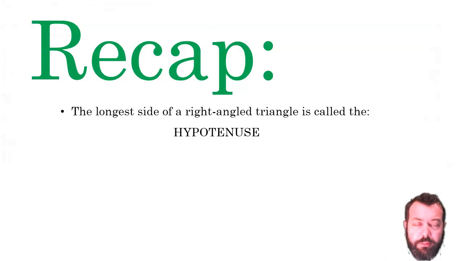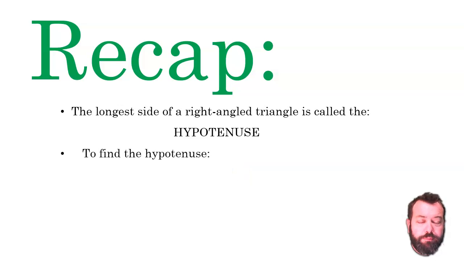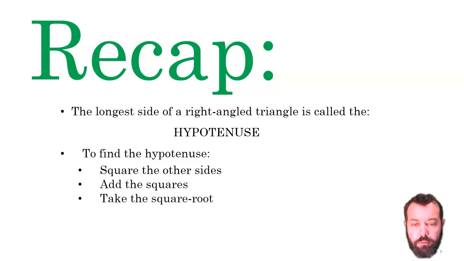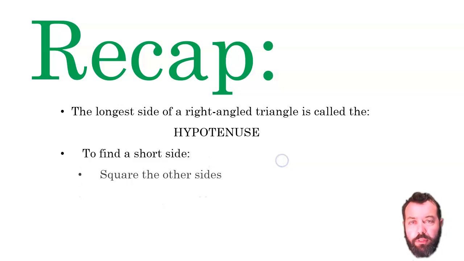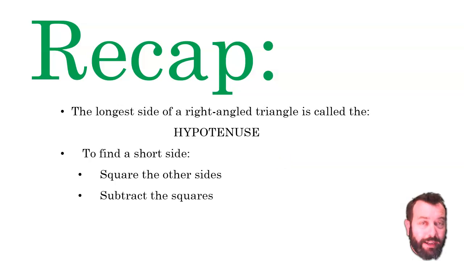So, that's it for Pythagoras' theorem. We found the hypotenuse, and we also used the hypotenuse to find the length of a short side. We found the hypotenuse by squaring the two sides, adding them together, and taking the square root. We find the length of a short side by squaring the other two sides, subtracting them now, because I need a smaller answer, and then taking the square root.